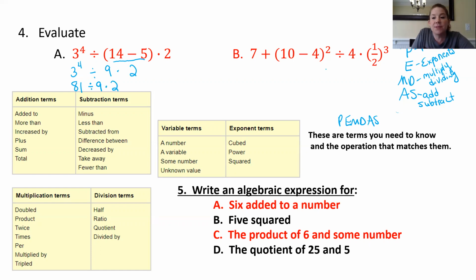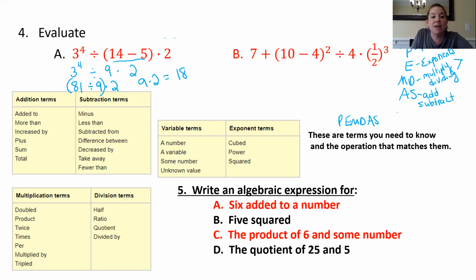All right, so I took care of parentheses, exponents, and now I multiply and divide whichever comes first in the problem. Well, in this problem, division comes first. So that's what I must do first. So 81 divided by 9 is 9. I'm going to write 9 times 2. And finally, I multiply 9 times 2 and I get 18.